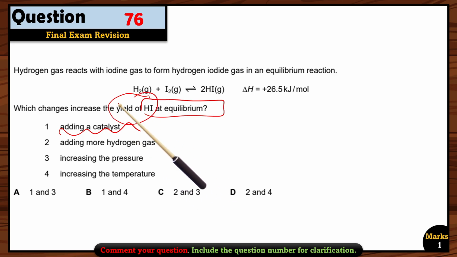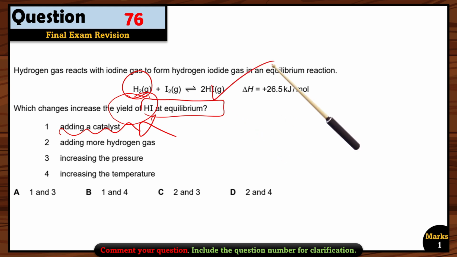It changes the rate on both sides equally, so it will not help the yield. Our target is to get more yield of HI, more product. To get more product, only temperature, pressure, and concentration can decide. So this option is not right. Adding more hydrogen gas: hydrogen gas is in the reactant, so if you increase the concentration of the reactant, you will get more product. And that is what we want, right? The equilibrium will shift towards the right side. So option 2 is right.